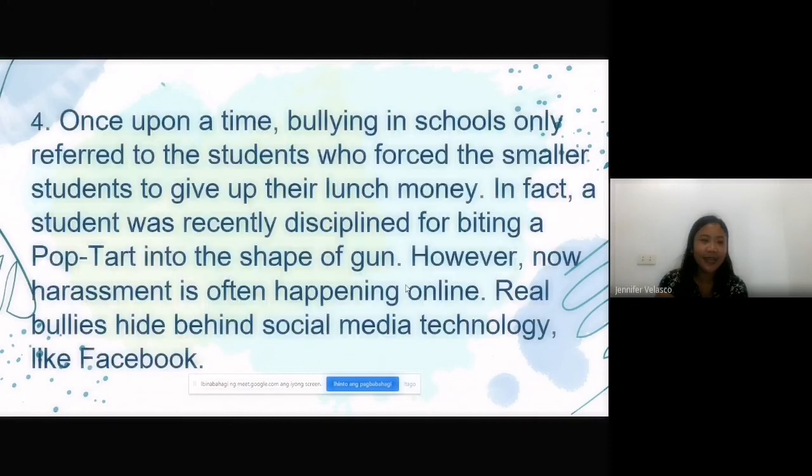We are almost done. We are now moving to the second example or sentence. Okay, I have here a paragraph. Once upon a time, bullying in schools only referred to students who forced the smaller students to give up their lunch money. In fact, a student was recently disciplined for biting a Pop Tart into the shape of a gun. However, now harassment is often happening online. Real bullies hide behind social media technology like Facebook. So, what have you noticed in this example, guys?